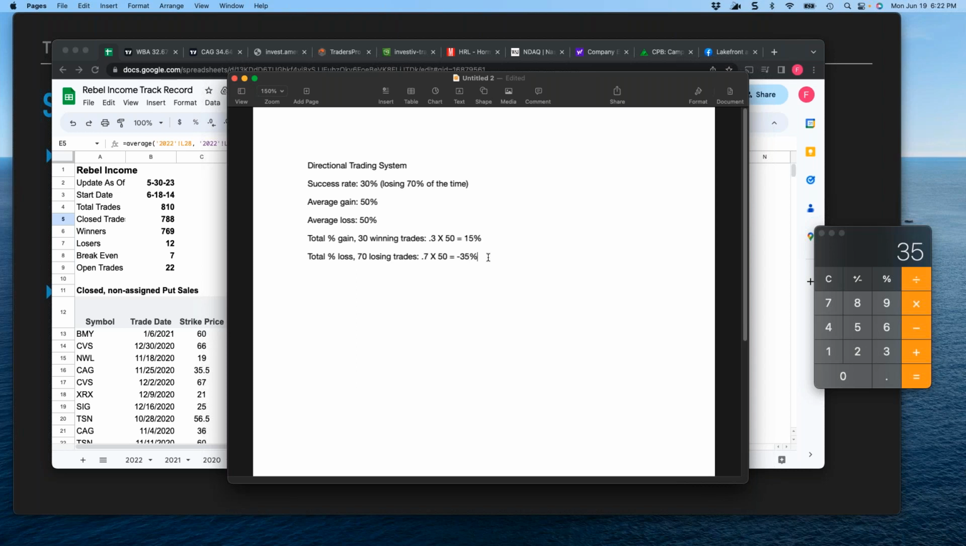What you see then is a very stark difference between how much money you're able to make when you win versus how much you lose when you lose. You think about a 35% net loss in your account over the course of 70% losing trades, and you're only making 15% overall when you win 30% of the time. You can see where the directional trading becomes far more difficult and far more difficult to maintain over any kind of extended period of time.